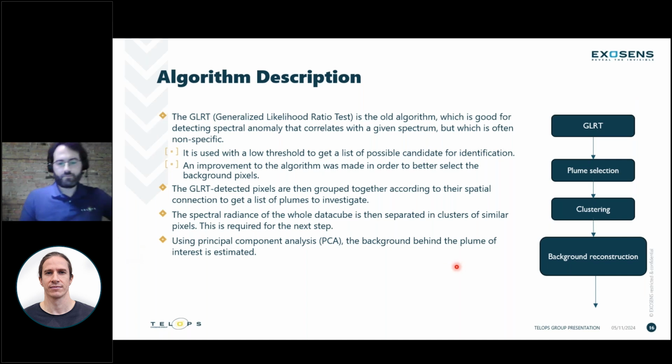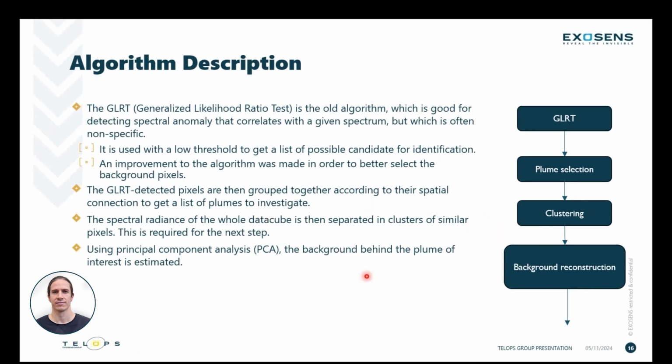Great. So the old algorithm that we had was based on the GLRT, the generalized likelihood ratio test. It's a good algorithm. It's very sensitive, and it's good at detecting spectral anomalies that correlate with a given spectrum. So if you're looking for a gas and you have some region of the spectrum that has these anomalies, it's going to flag it. But it's sometimes non-specific. That means you get a lot of false alarms for every gas that looks similar, or even some rocks that have some special spectral feature that is similar.